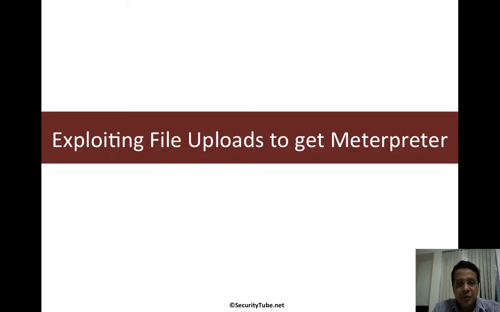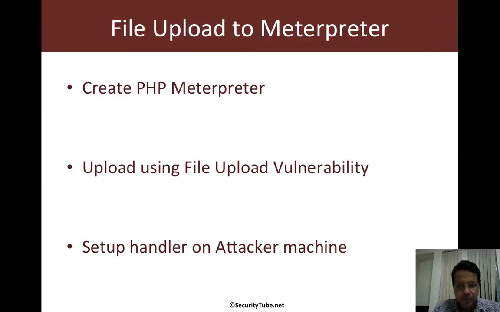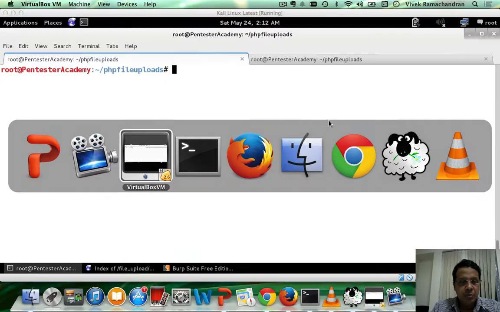Now in this video, we will look at how, by exploiting file uploads, we can actually get a Meterpreter on the box. So the process is actually quite straightforward. The first step is to create a PHP Meterpreter and then upload it on the remote server using the file upload vulnerability. After that, we set up an exploit handler locally on the attacker machine and execute the PHP Meterpreter to get access to the box. So let's jump right in.